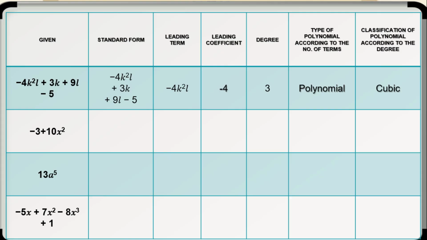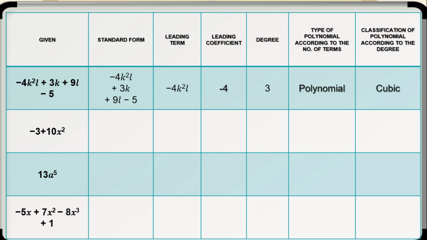For your last activity and to check your understanding on polynomials, complete this table by determining the standard form, leading term, leading coefficient, degree, type of polynomial according to the number of terms, and classification of polynomial according to degree. The first item was already done for you.